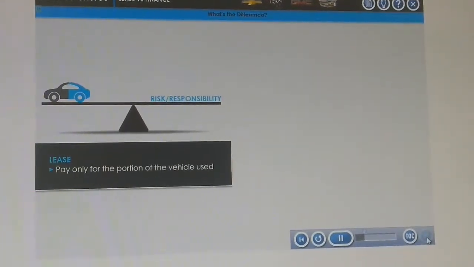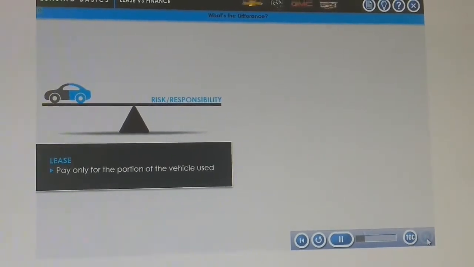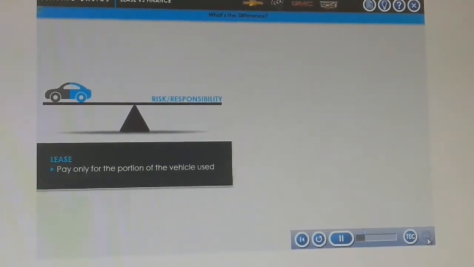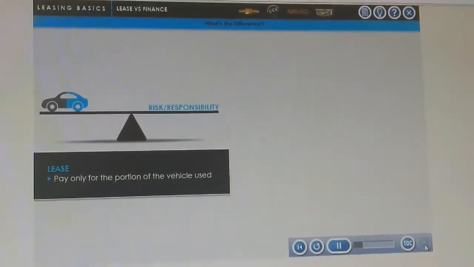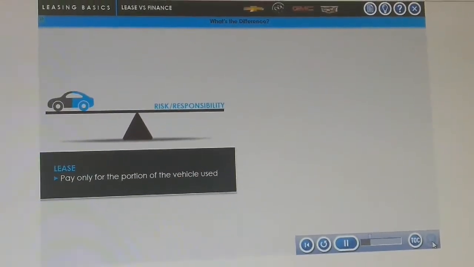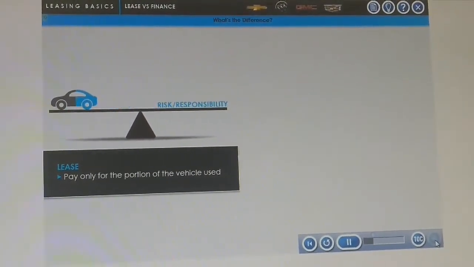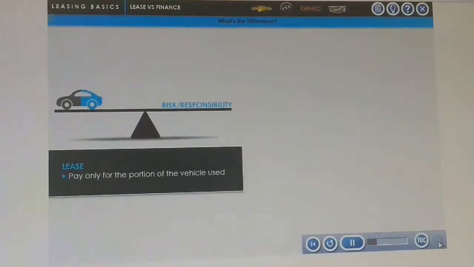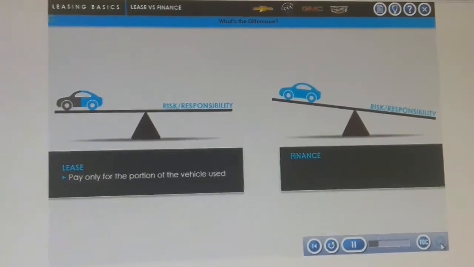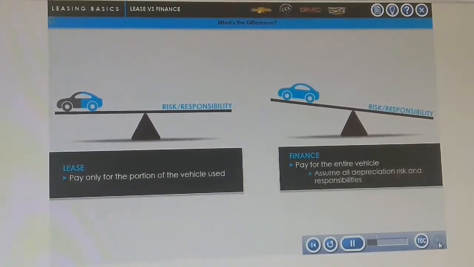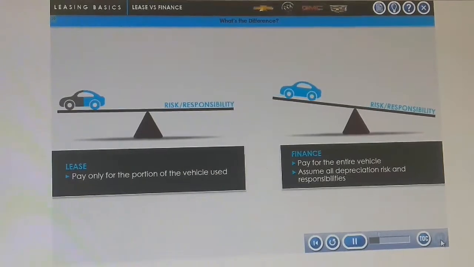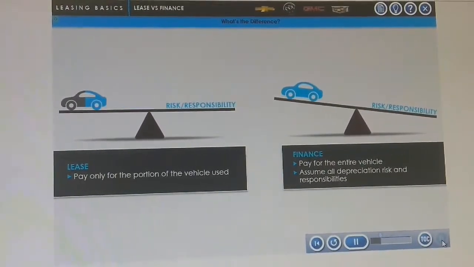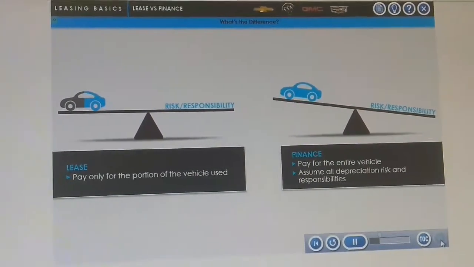What is the difference between leasing and financing? In a lease, the lessee pays only for the portion of the vehicle used. The lessee does not have to worry about the future market value of the vehicle. Although depreciation occurs with all vehicles, in a closed-end lease, the lessor is responsible for the future value of the vehicle, not the customer. Compare that to customers who finance. They pay for the entire vehicle and assume all of the depreciation risk and responsibilities. This includes whether they'll owe more than the vehicle is worth when they're ready to trade.